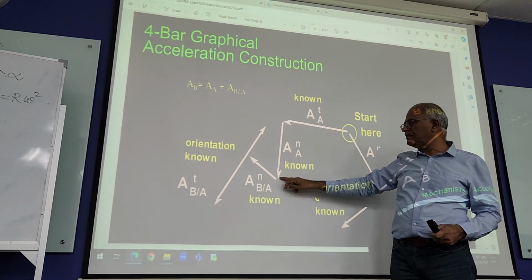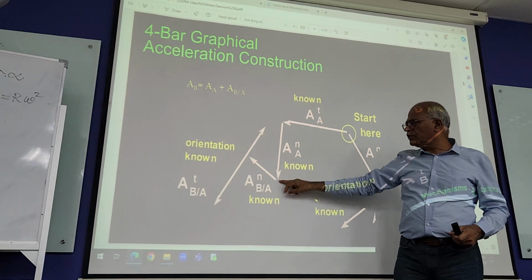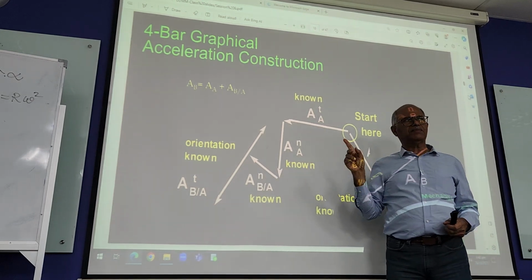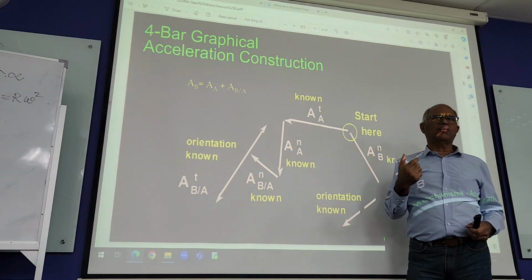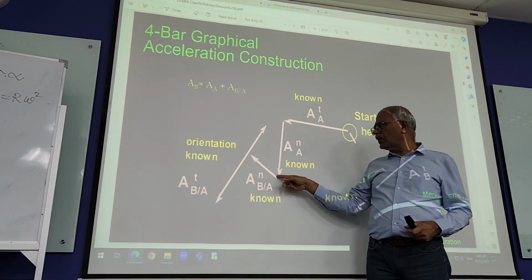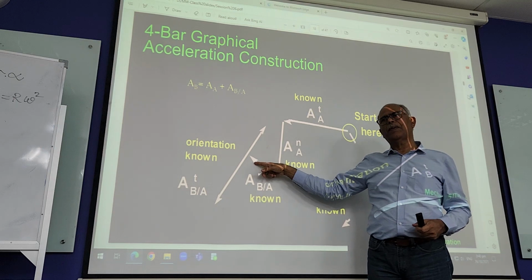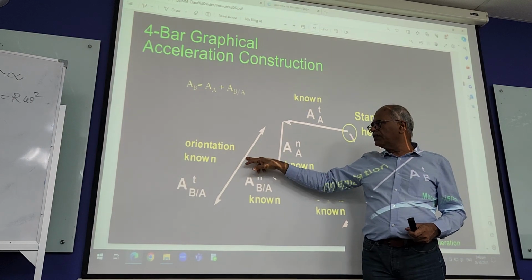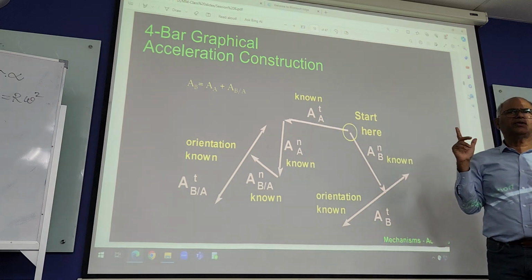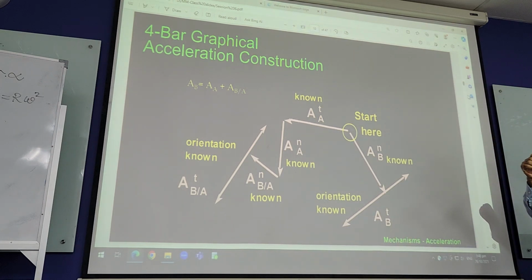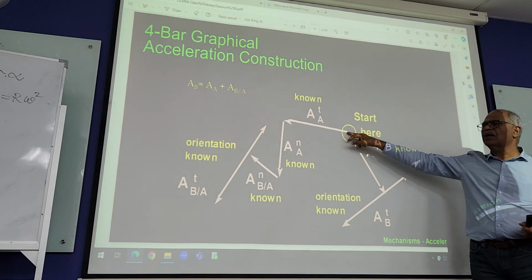Now from the tip of this, you are going to draw normal always because you know the magnitude of the normal and you know the direction of the normal. Therefore you are able to draw this BA normal. Now from the tip of this, draw tangent line. You don't know the magnitude of BA tangent. Okay, so now come to the origin.